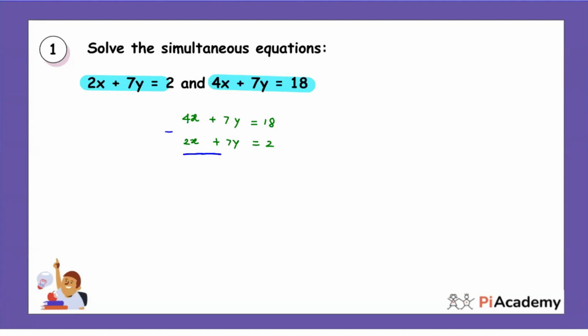Let's see what happens if we subtract. On the left hand side is 4x minus 2x. That is going to be how much? 2x, right? And let's talk about y. So 7y minus 7y, that is going to be what? 0. On the right, 18 minus 2, that is 16. So from here we know one thing, that 2x is equal to 16. So from here you can solve for x by dividing both sides by 2. So 16 divided by 2, that is how much?